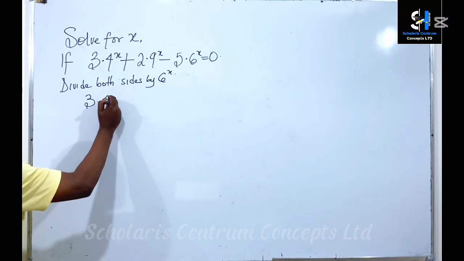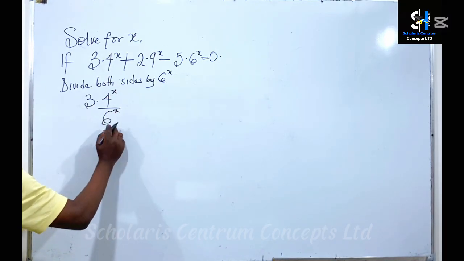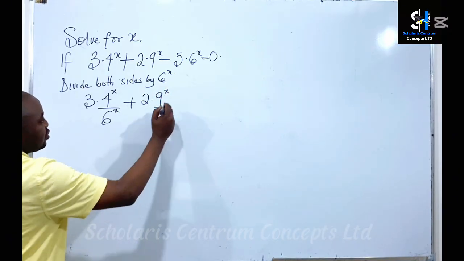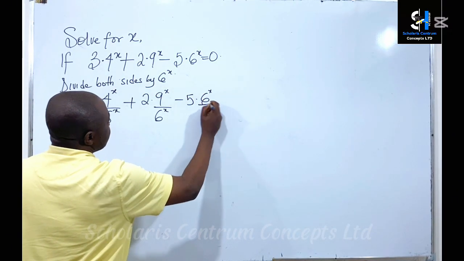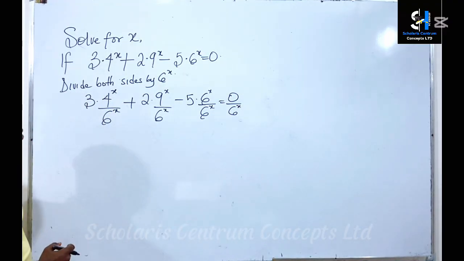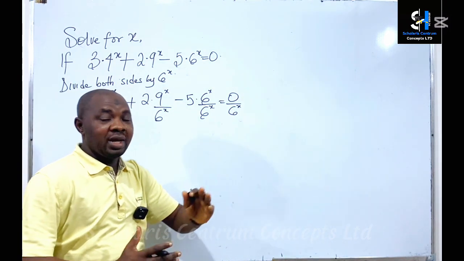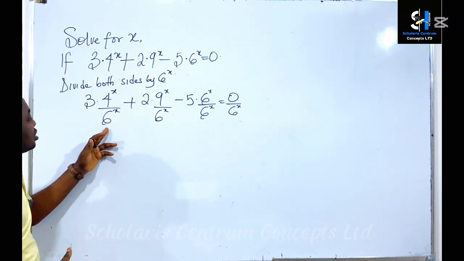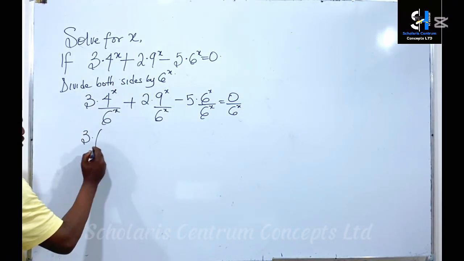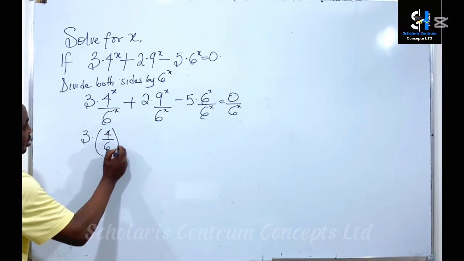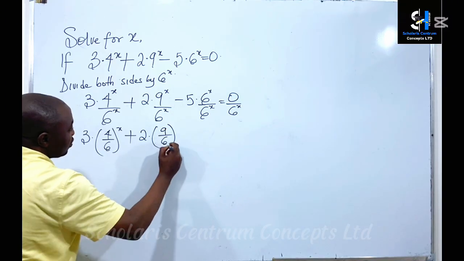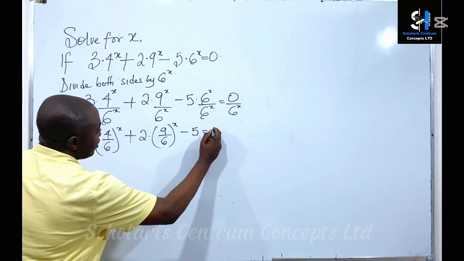So I'm going to write 3 times 4 raised to the power of x divided by 6 raised to the power of x plus 2 times 9 raised to the power of x divided by 6 raised to the power of x minus 5 times 6 raised to the power of x divided by 6 raised to the power of x, then 0 divided by 6 raised to the power of x. Now we know that when we divide 0 by any number, that will be 0. Since they have the same power, this can also be written as 3 multiplied by 4 over 6 raised to the power of x plus 2 multiplied by 9 over 6 raised to the power of x minus 5 equals 0.